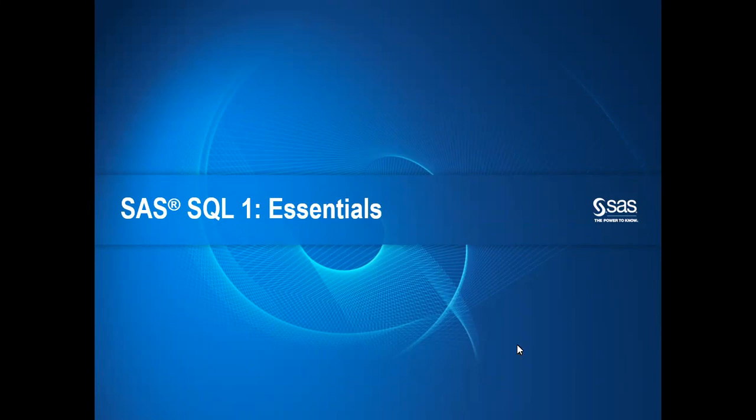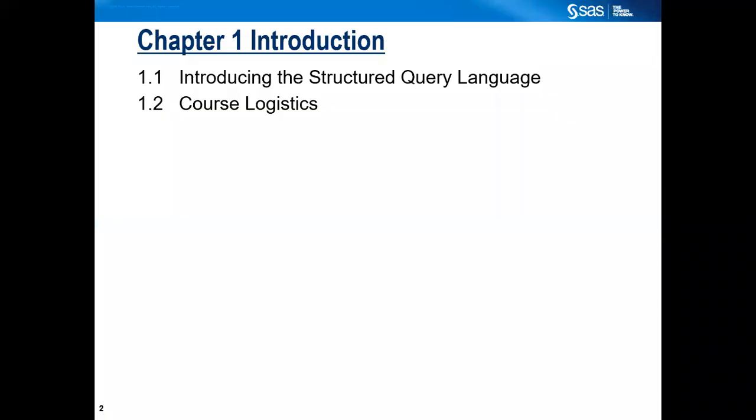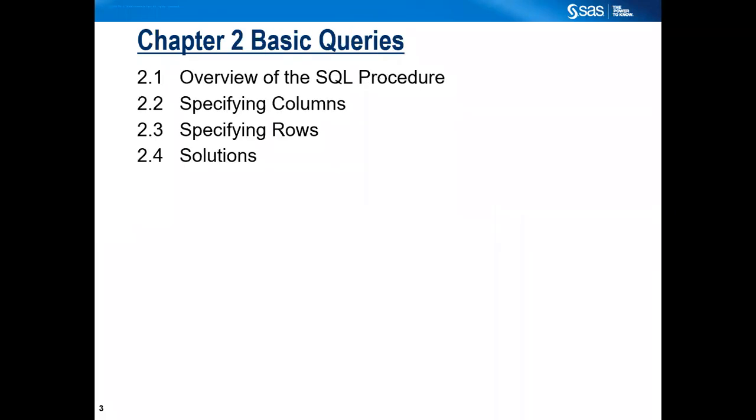Okay. So moving ahead, as you all know, for SAS training the topics we are going to learn are all divided into chapters. So let's introduce the first chapter for SQL. It's the introduction of the SQL language and understanding the course logistics. Then lesson 2 will be basic queries, where you'll get an overview of SQL procedures and specify the columns and rows. And of course, at the end of every chapter in your PDF book, you have solutions for your activities, demonstrations, and exercises.